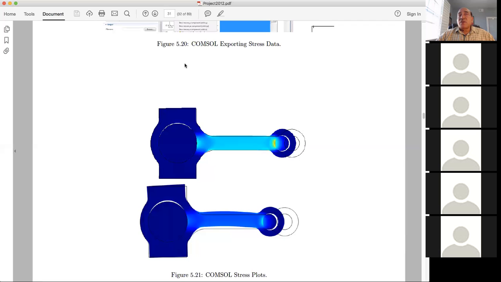Okay, any questions on the connecting rod? Everybody's okay? Can I move on? Just get a sense that everybody is hearing me. Anybody hearing?